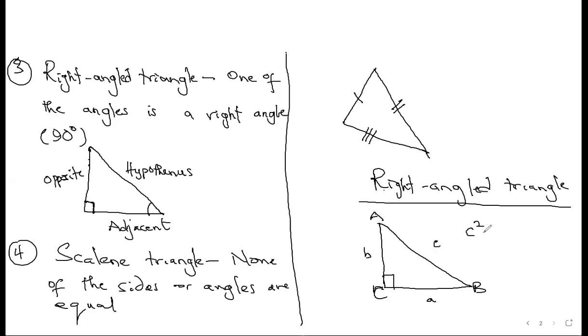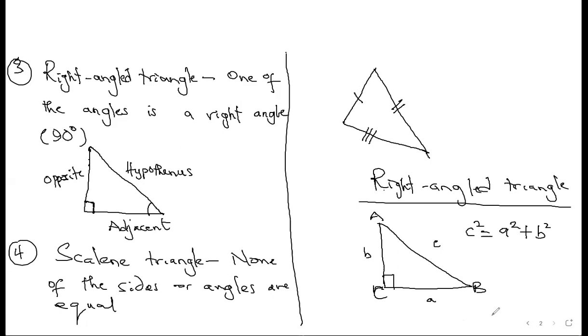So the square of the longest side, which is the hypotenuse, will be equal to the sum of squares of the other two sides. A squared plus b squared. Which means if you have two of these sides, you can calculate the third one. So you apply this theorem when you are looking for one side and you have the other two sides, provided you have a triangle that has a right angle.